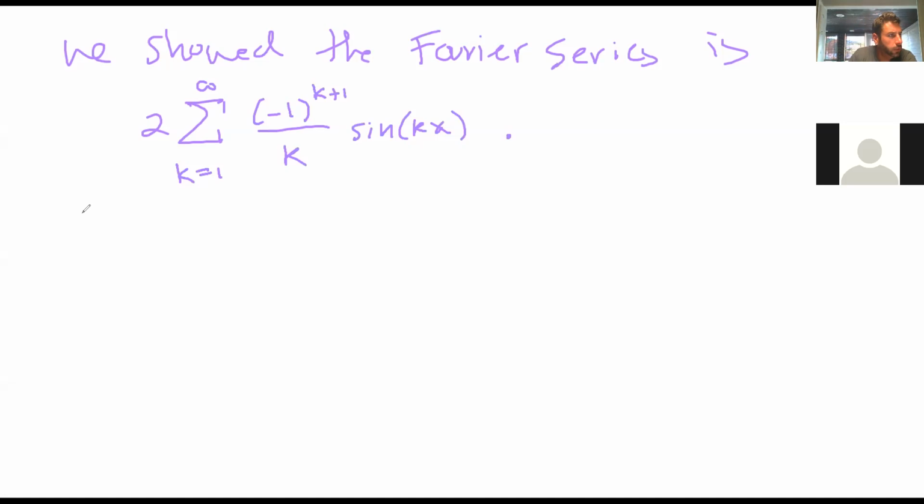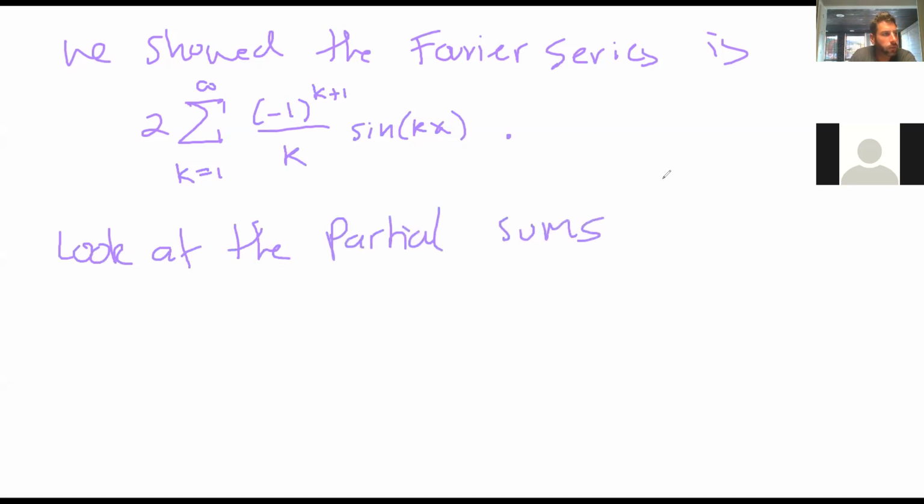So let's look at the partial sums. It's usually standard to call these things S sub n. So S sub n is just you take the sum out to some fixed number. You don't look at the infinite series.